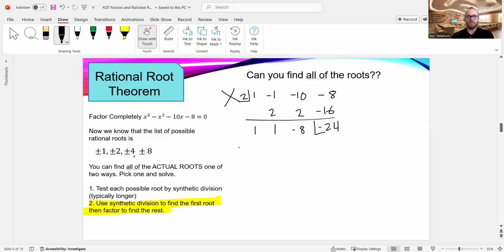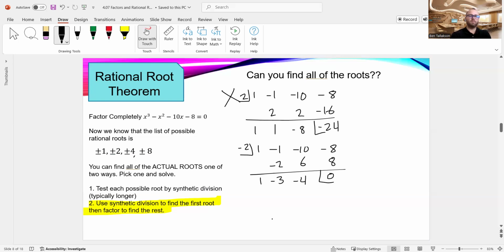Okay, let's try negative 2. So guys, sometimes, yeah, it will take you multiple tries to get it. Sometimes you'll get lucky and get it on the first try. So let's try this again. Look at that. Second try. Not bad, not bad.